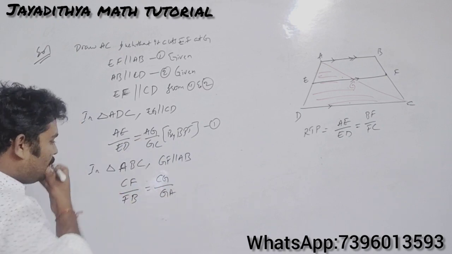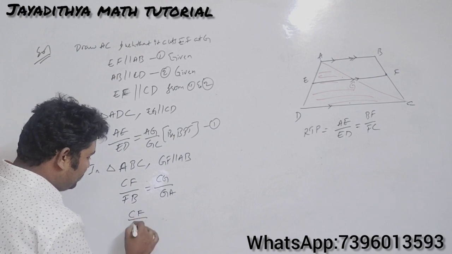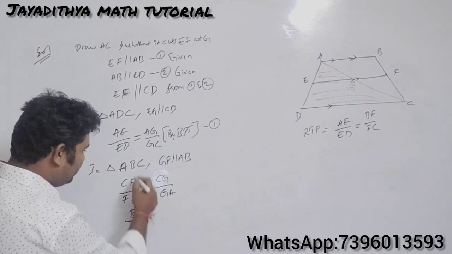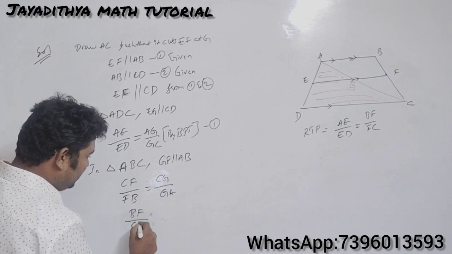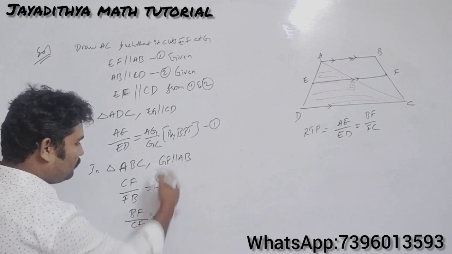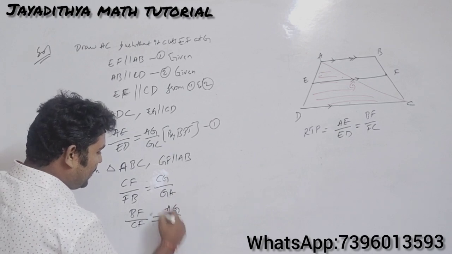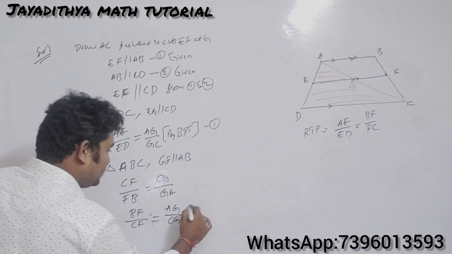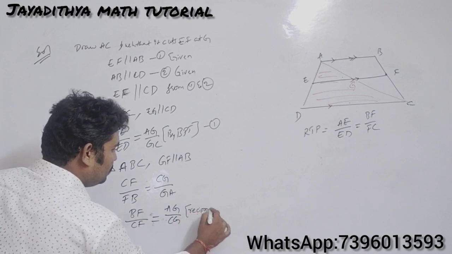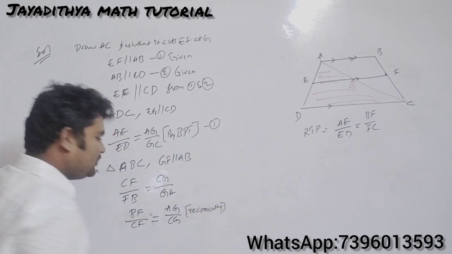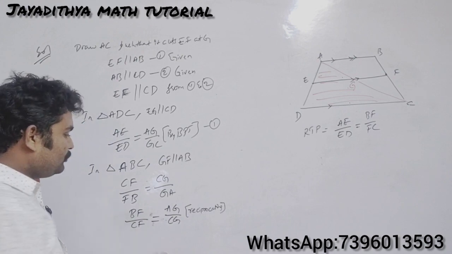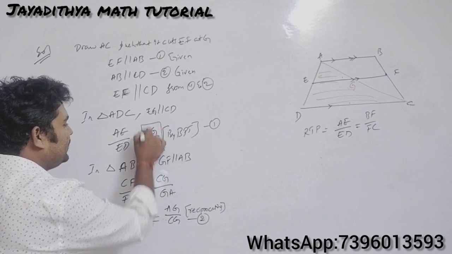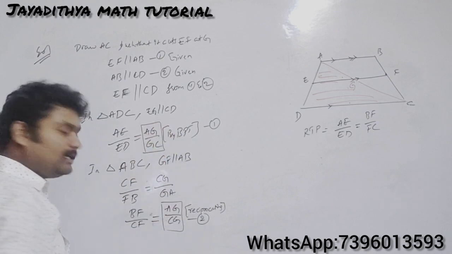So just by reciprocating, what can we write here? CF by FB, if you reciprocate, this will become BF by CF is equal to AG by CG, by reciprocating on both sides. So let us take this as equation 2. This is equation 1 and this is equation 2. Observe this one, AG by GC, and this is also AG by GC.